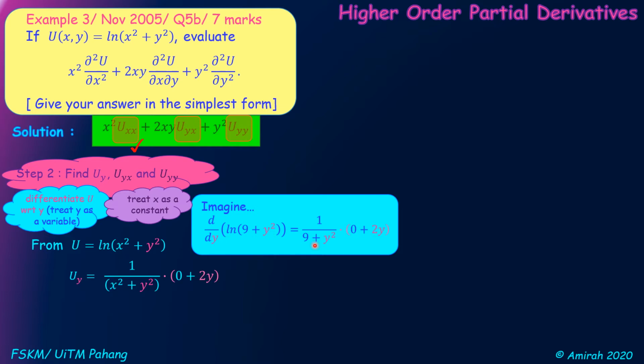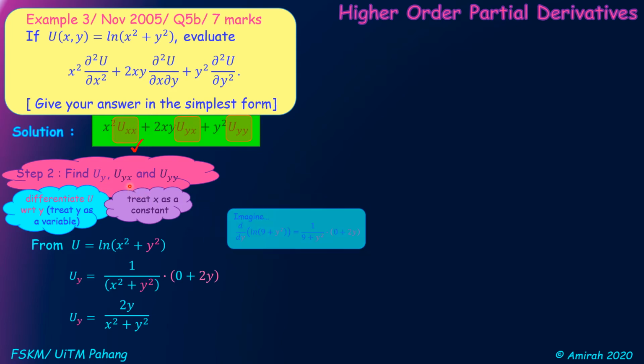Okay, so from here, when we differentiate ln(x squared plus y squared), we get 1 over x squared plus y squared, and then times, we differentiate the function inside: x we treat as a constant, so it equals 0, and then plus, we differentiate y squared, y is a variable, which equals 2y. After that, we simplify, so we get uy equals 2y over x squared plus y squared. Alright, after we find uy, we can find uyx.